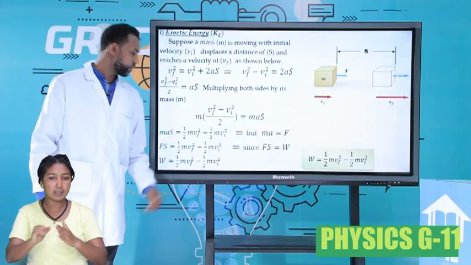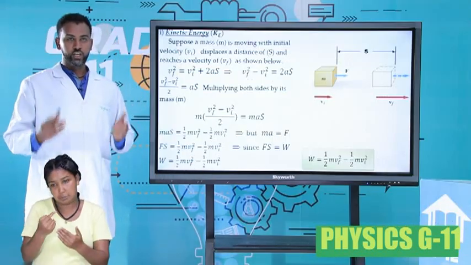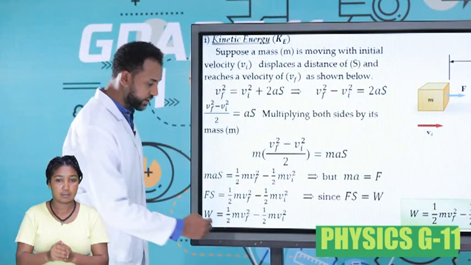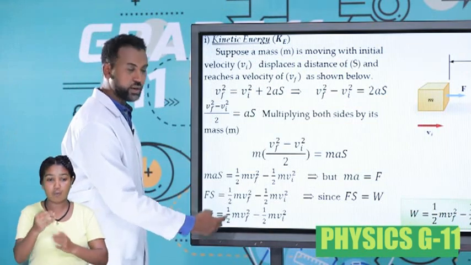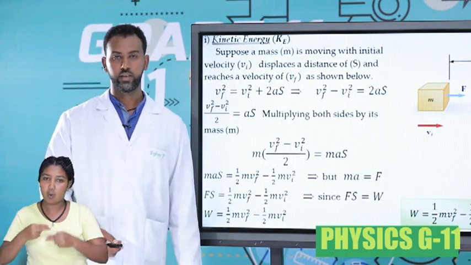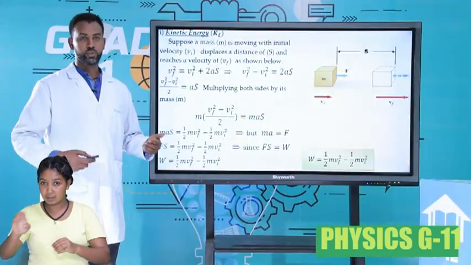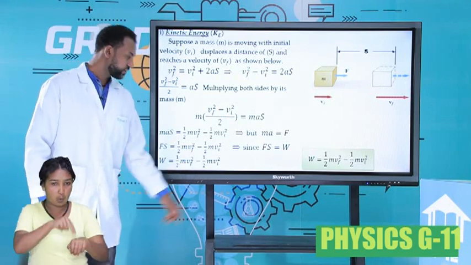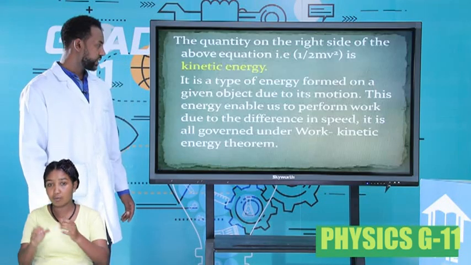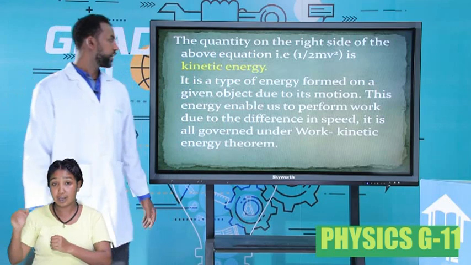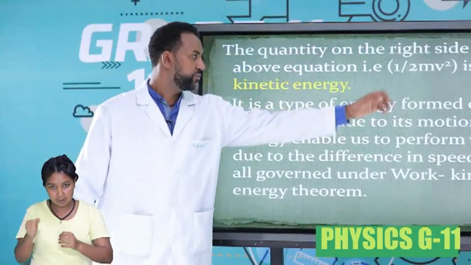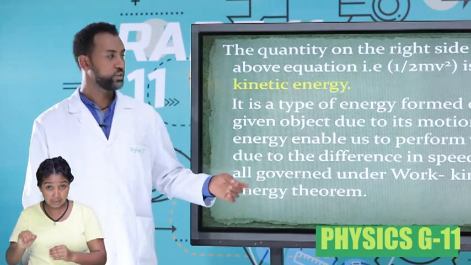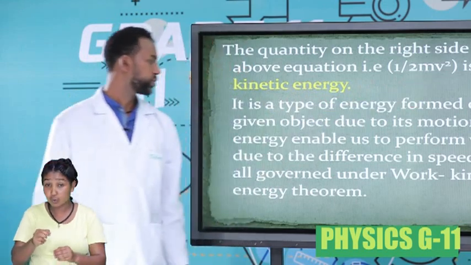And what is the quantity on the right side? It is a change of something which enables us to perform work. What is that? The quantity on the right side, the expression of half times m times v squared, is known as kinetic energy. Kinetic energy is the one which enables us to perform work due to a difference in velocity. Mass remains constant, but here velocity change enables us to perform mechanical work. So the quantity on the right side of the equal sign, half m v squared, is known as kinetic energy. So what is kinetic energy? Kinetic energy is energy due to speed or due to motion.